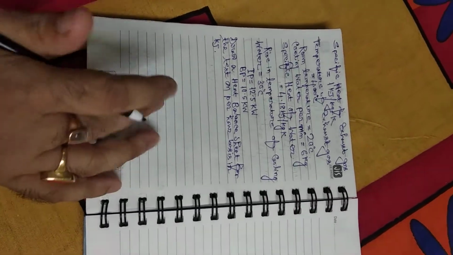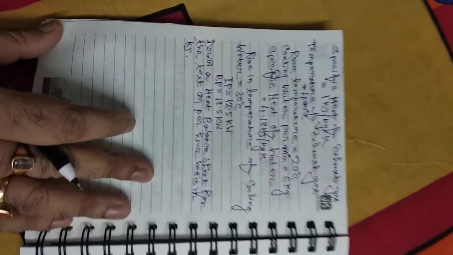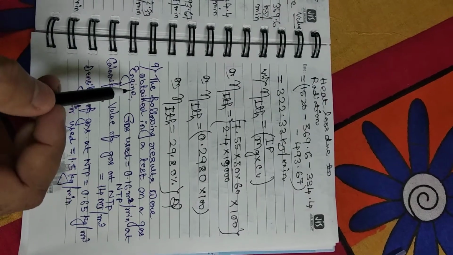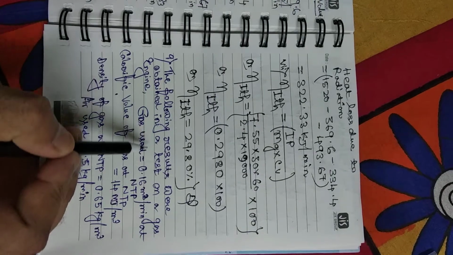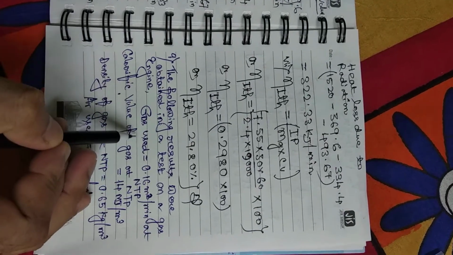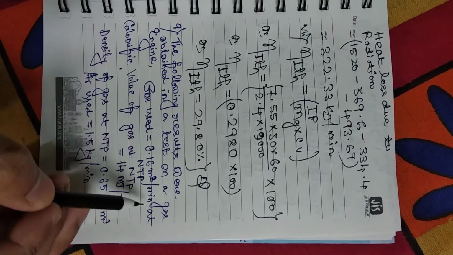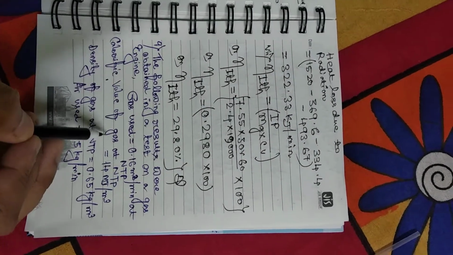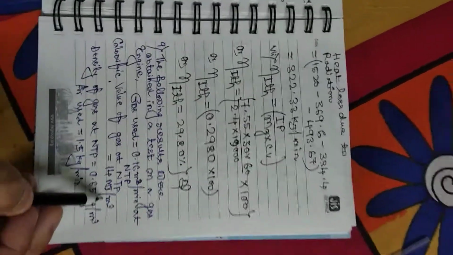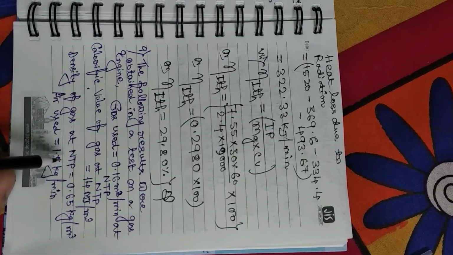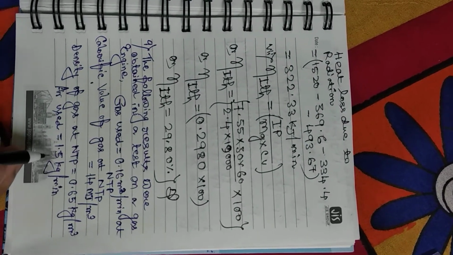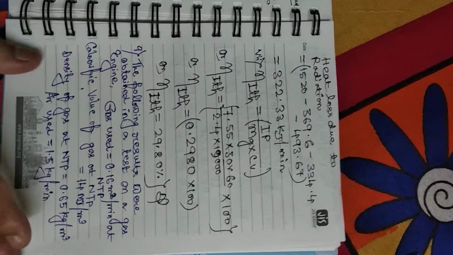Okay, today I am going to discuss another problem regarding the engine performance and also about the heat balance test. The problem is: the following results were obtained in a test on a gas engine. Gas used is 0.16 meter cube per minute at NTP. Calorific value of the gas at NTP is 14 megajoule per meter cube. Density of gas at NTP is 0.65 kg per meter cube. Air is used 1.5 kg per minute.